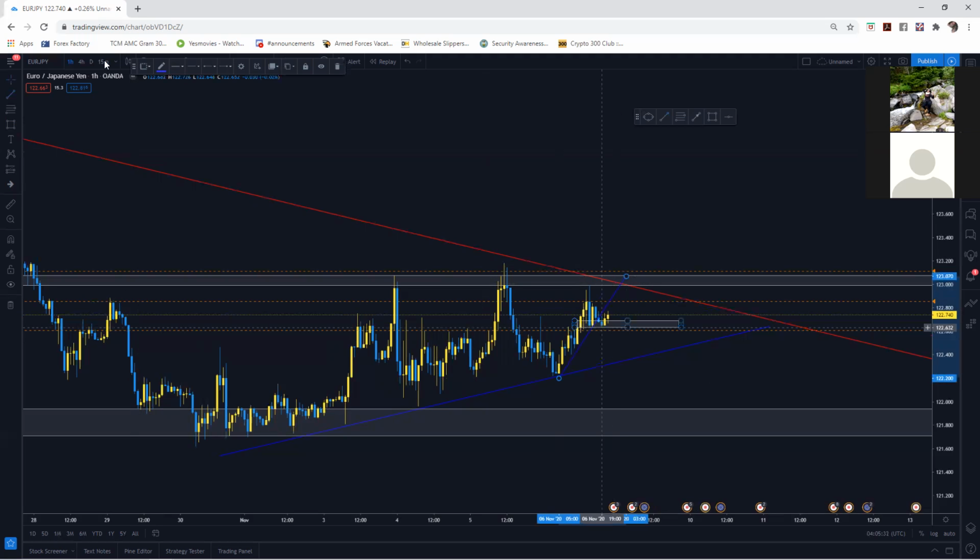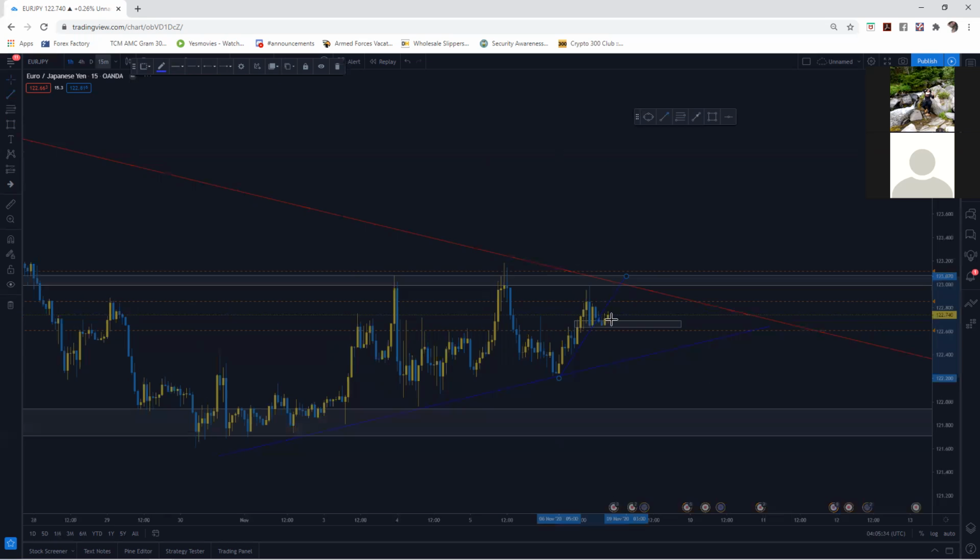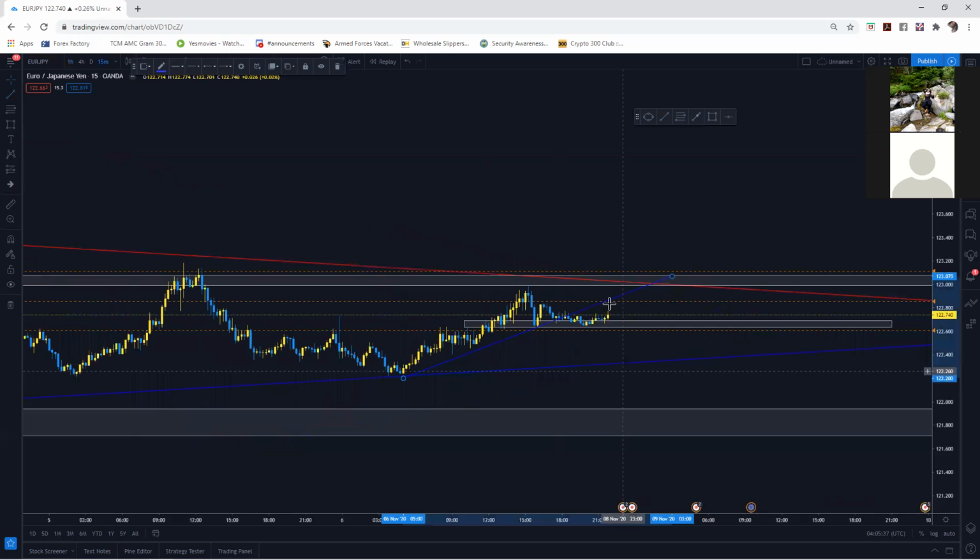So if we go down to the 15 minute, we're going to see that it was already broken, and it's probably just retesting this area right now. It's probably going to retest this area right here where I have my alert. That's why I set that alert right there. So if price does come back up there, it's going to let me know to get in for another sale.